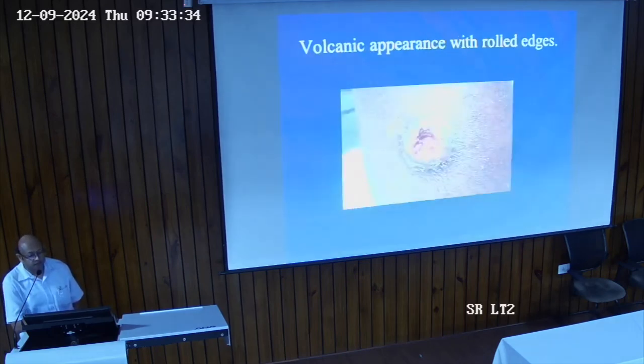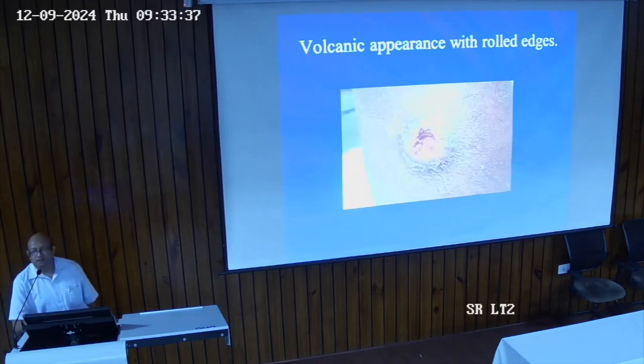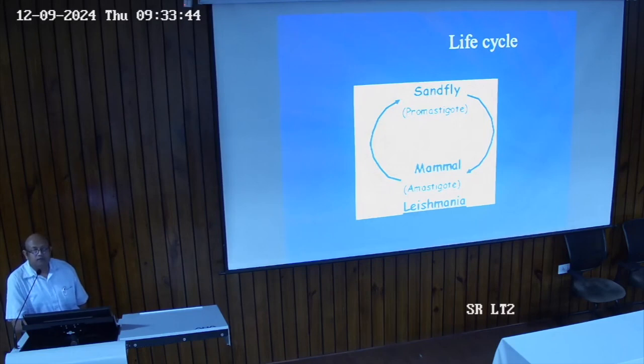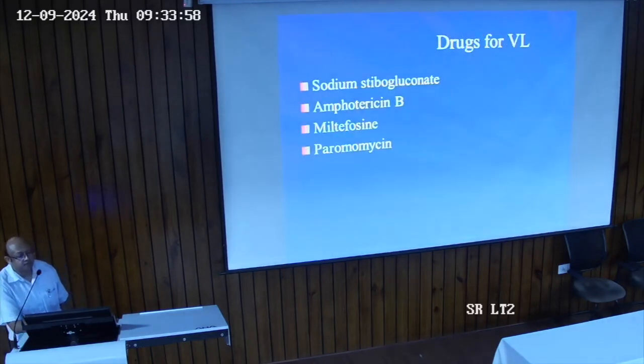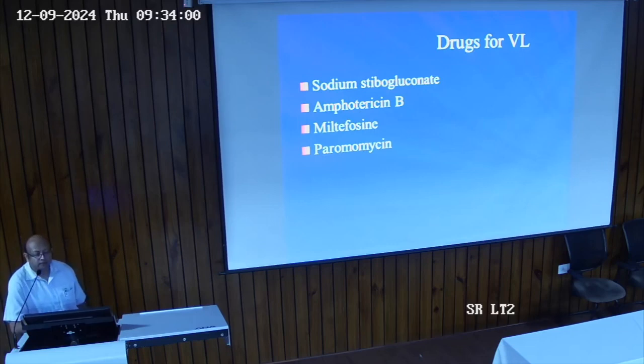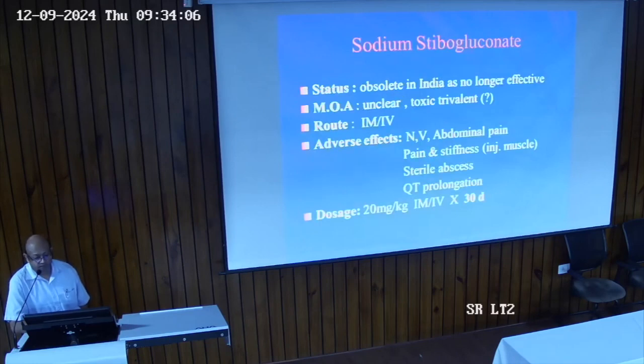Okay. This is the kind of skin picture that you get when there is leishmaniasis. So what is the life cycle? You have a sandfly and you have a mammal. In the sandfly it is the promastigote stage, while in the mammal it is the amastigote stage. These are the drugs which are given: sodium stibogluconate, amphotericin B, miltefosine and paromomycin. Sodium stibogluconate is actually obsolete in India. It is no longer used.